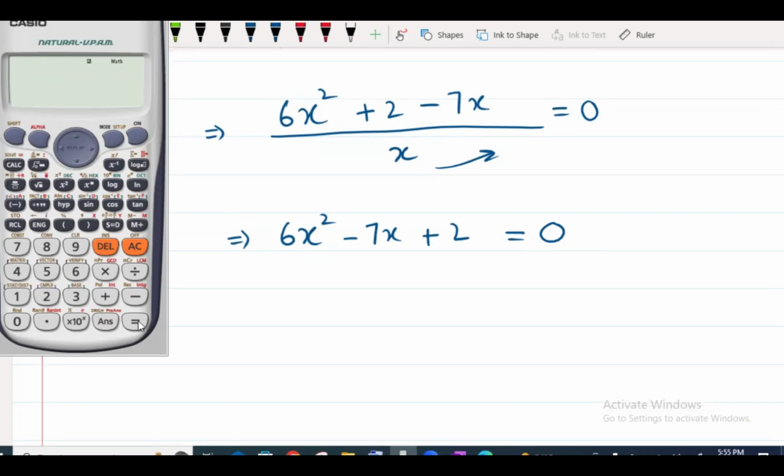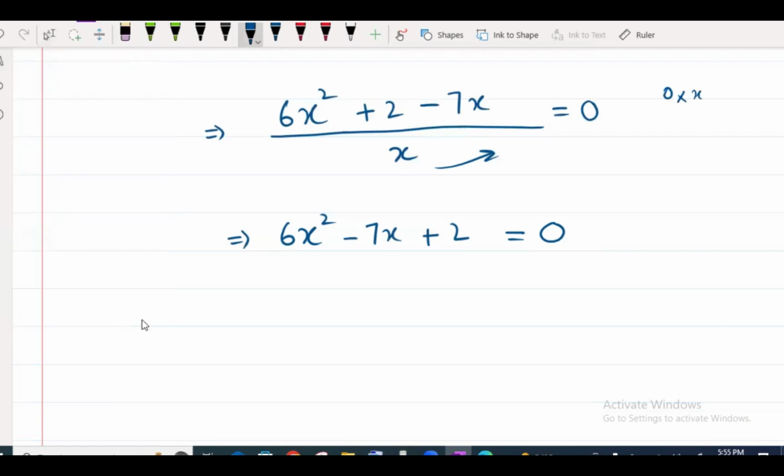Sir, I have a question. Yeah. Sir, that x has been shifted to the other side, so why is the whole equation still equal to 0? Oh, yeah. Because 0 multiplied by x is 0. Okay. Ah, yes, of course.